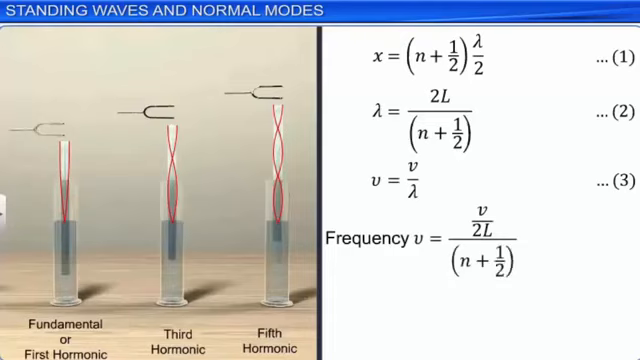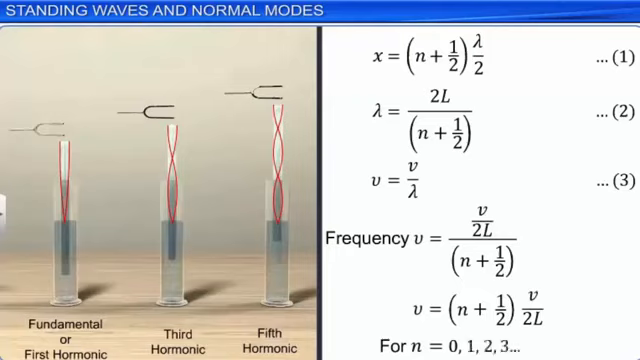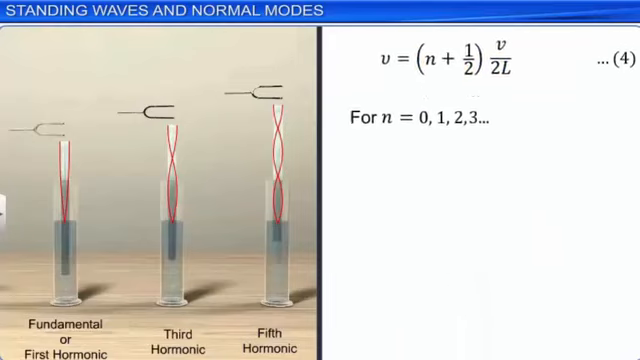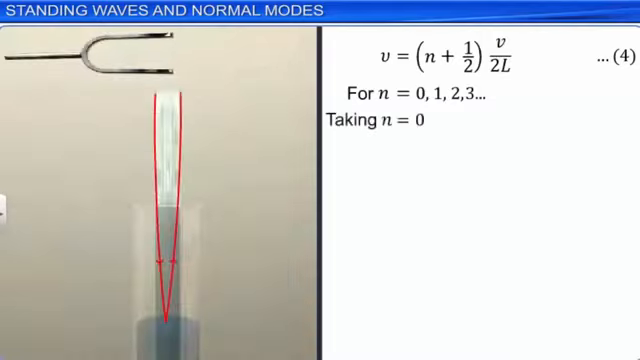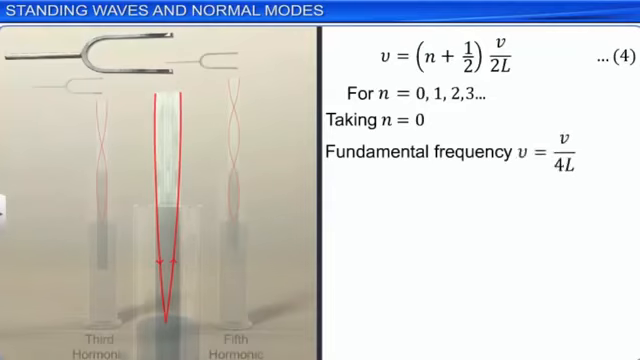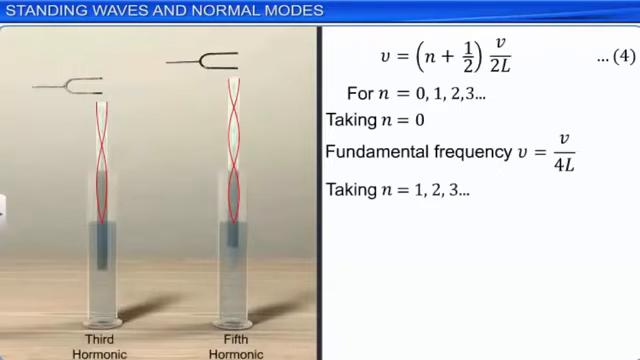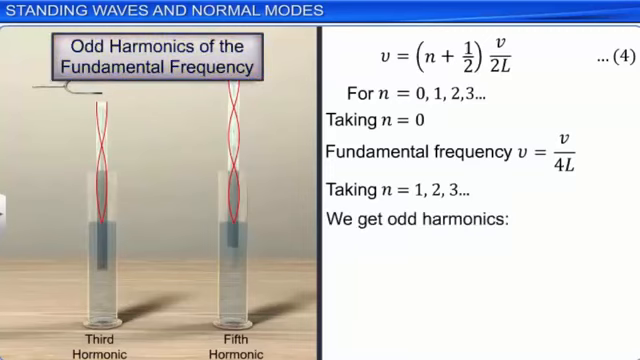Taking n = 0, the fundamental frequency is ν = v/4L. Taking n = 1, 2, 3, we get odd harmonics of the fundamental frequency. That is, 3v/4L, 5v/4L, and so on. The air column open at one end resonates with frequencies denoted by equation 4. When a pipe is open at both ends, there will be antinodes at both ends and all harmonics will be generated. This can be compared to waves produced in a string that is fixed with rings looped to rods at both ends.